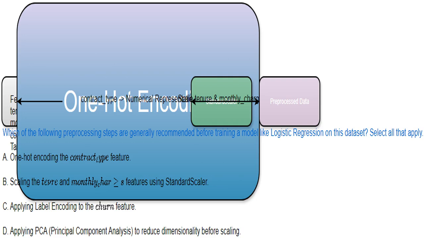Because CONTRACTTYPE is a categorical variable, like month to month, 1 year, etc., I need to change it into numbers a computer understands. One-hot encoding does this by creating new columns for each category. If a customer has a month-to-month contract, only that column gets a 1, otherwise it is 0. This way I don't imply an order where there isn't one.